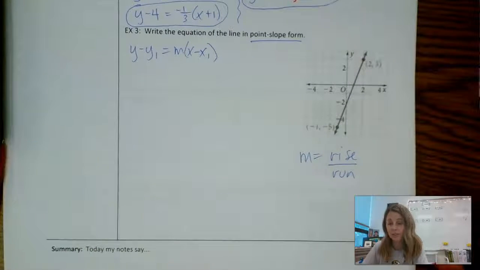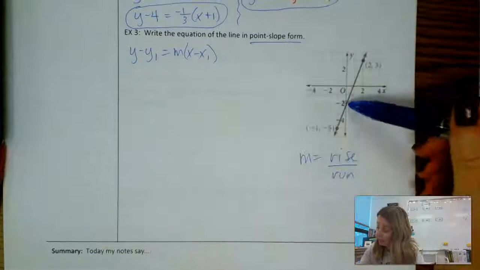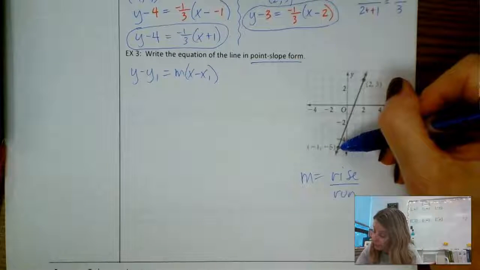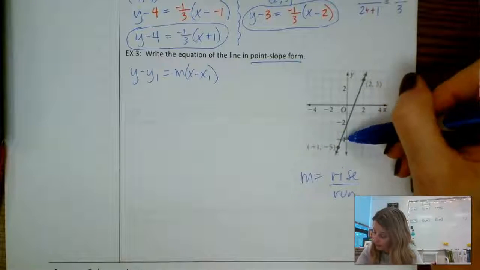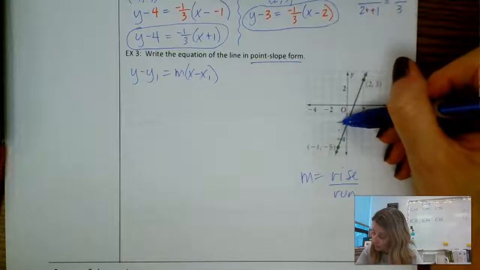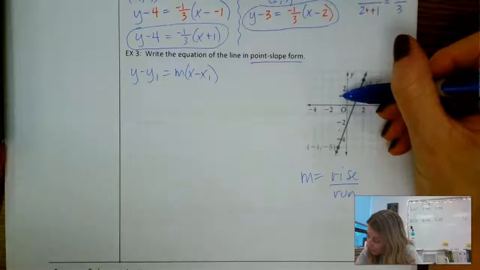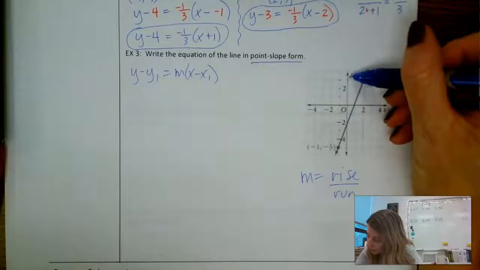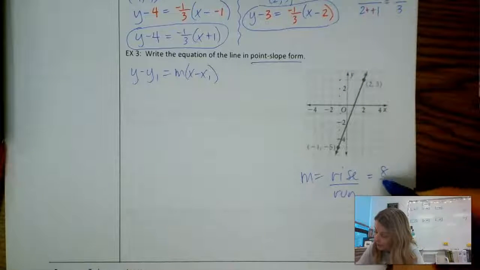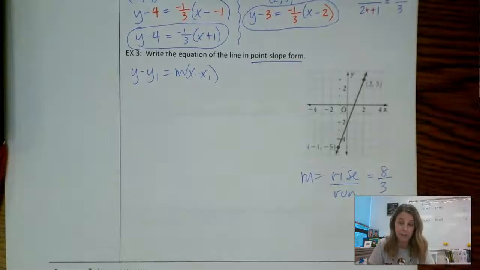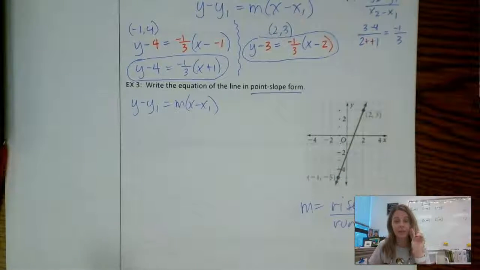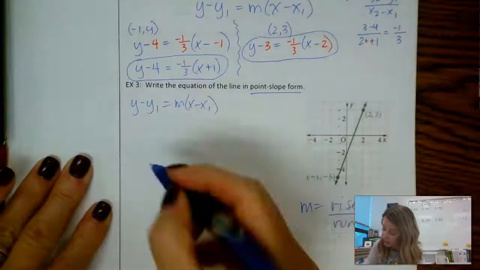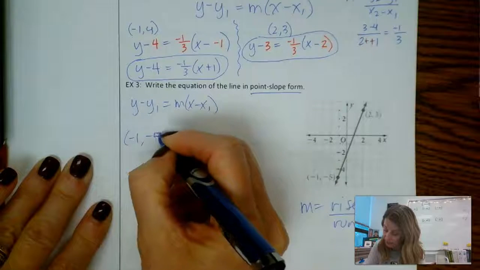Of course I need m and my points. I would count rise over run. My slope is positive, so it's going 1, 2, 3, 4, 5, 6, 7, 8, so up 8 and then over 1, 2, 3. It looks like I have 8/3 as my slope. Again, I could have two answers, so I could use either point. Let's say I'm choosing (-1, -5) as my x1 and y1.